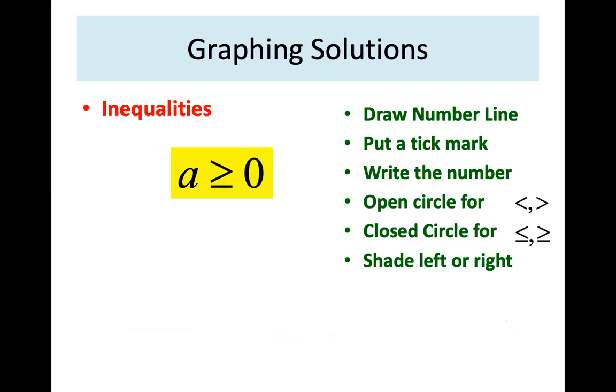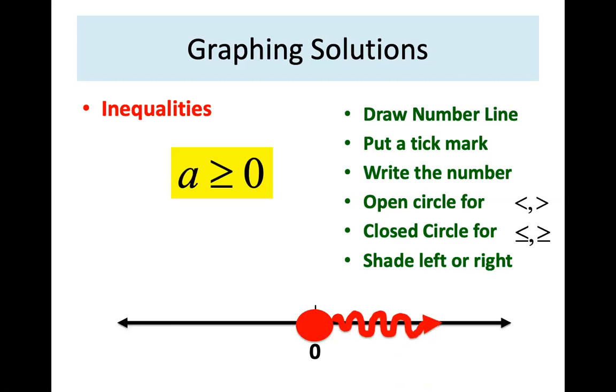What's this say? A is greater than or equal to 0. Number line, tick mark. What's the number? 0. Is this going to be open or closed? Closed circle. That means this number makes this true. We read it from variable to number. The solutions are bigger than 0. Where are the numbers that are bigger than 0? So we shade right. Yes? Okay.